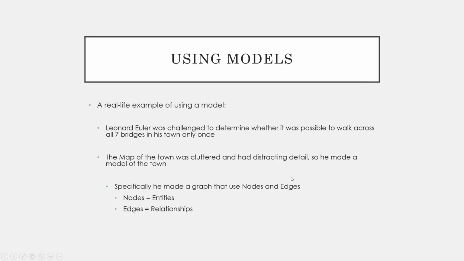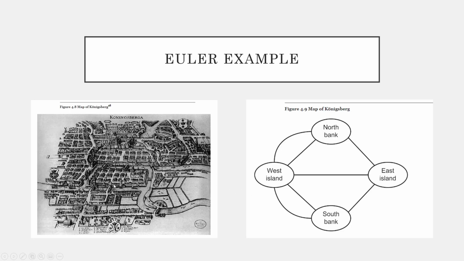And you'll hear the term nodes and edges a whole lot in computing, not just in this class, but in networking. You'll hear it in databases. You'll hear it in data structures. It's a very common thing that we use. So a node represents an entity, and the edges represent my relationships between those entities. So here's an example. Here was the map of the town that he was in, and if he's trying to determine if he can walk across the bridges of this town, this map is not the most helpful, right?